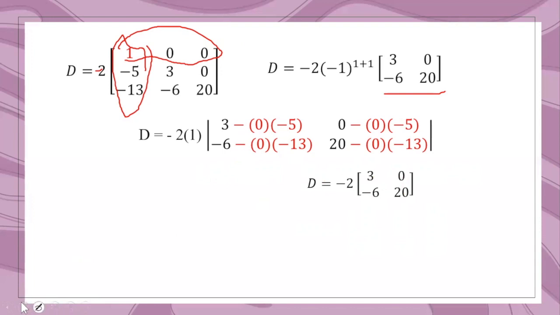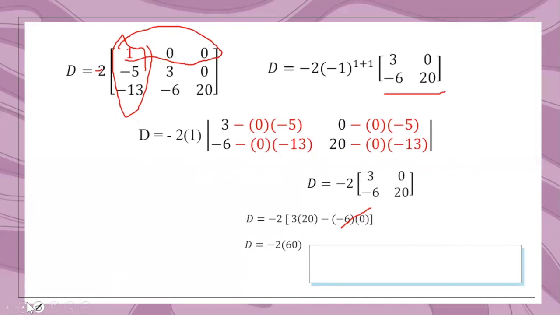So, now we're going to do our upward and downward diagonals. So, we bring down negative 2, 3 times 20 minus negative 6 times 0, which is 0. Then, 3 times 20 is 60. So, our negative 2 times 60, our final answer would be negative 120.